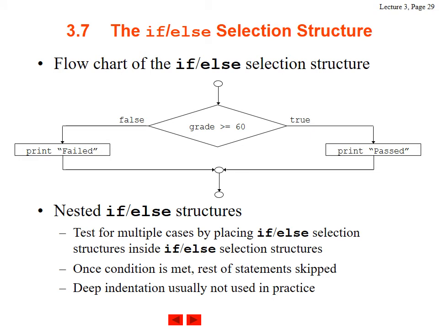So that's the same thing. Go this way or that way. Then you terminate. Then there are also what we call nested if else statements. This tests for multiple cases by placing if else selection structures inside other if else selection structures. So if one condition is not met, the rest of the statements are skipped, right?